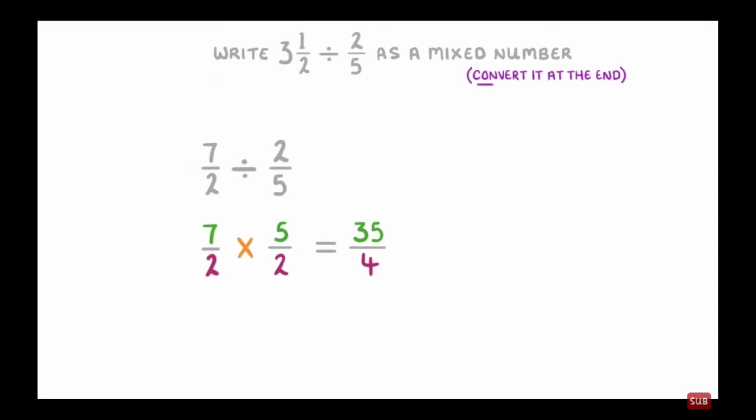The last step is to convert this to a mixed number, like they ask for in the question. So we divide 35 by 4 to get 8 remainder 3, which means that our mixed number would be 8 and 3 over 4.